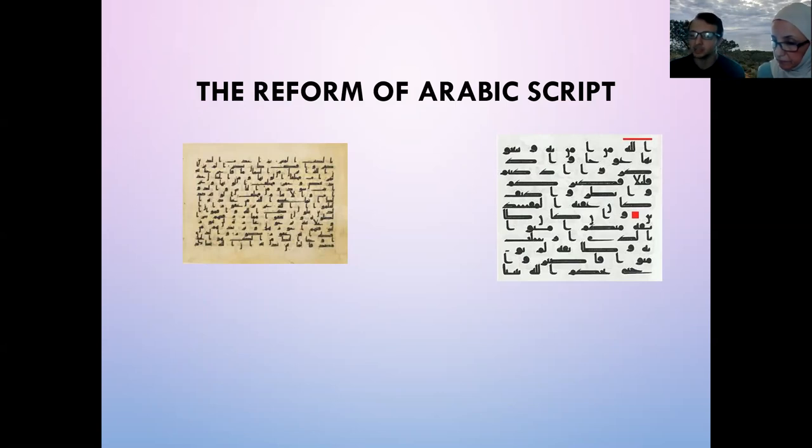So under the Umayyads and the Abbasids, court requirements for correspondence and record keeping resulted in many developments to the cursive scripts. So this is like the history. Several styles were devised to fulfill these needs. We're going to learn about these styles more in this presentation.